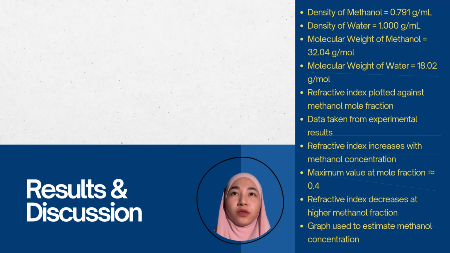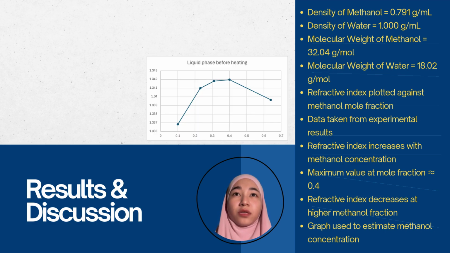So this graph shows the refractive index of the liquid phase before heating plotted against the mole fraction of methanol. As the methanol mole fraction increases, the refractive index increases until it reaches a maximum around 0.4. After this point, the refractive index decreases as the methanol fraction increases further. This graph is used to determine the methanol concentration in both the liquid and vapor phases after heating. Using the calculated mole fractions, the vapor-liquid equilibrium diagram for the methanol-water system was then plotted.